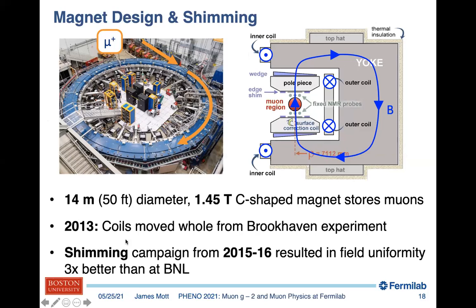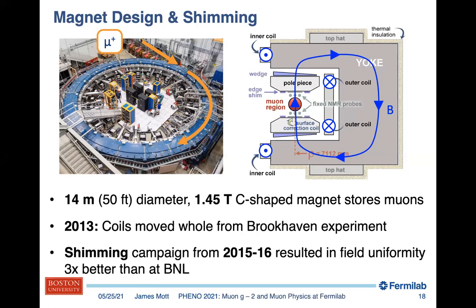Now, these coils were moved over in 2013 from the Brookhaven experiment. At that point, we underwent the shimming campaign, where we move these wedges and tiny pieces and the orientation of the poles to try and make the field in this region as uniform as possible. In the end, we spent more effort on it than was done at Brookhaven and ended up with a uniformity 3 times better, which helps with systematics.